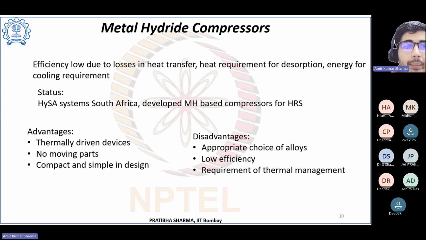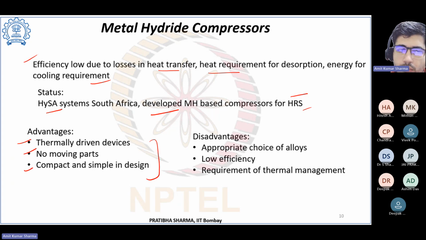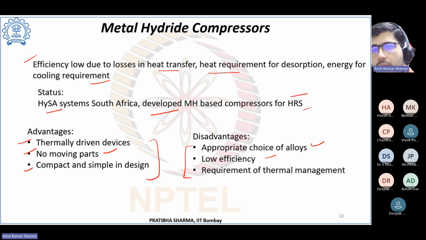If we are using metal hydride compressors, then the efficiency will be low due to losses in heat transfer, heat requirement for desorption, and energy for the cooling requirement. Currently, HySA Systems South Africa have developed a metal hydride based compressor for hydrogen refueling stations. Advantages: thermally driven device, no moving parts, compact and simple, non-mechanical. Disadvantages: appropriate choice of alloys, low efficiency and requirement of thermal management.